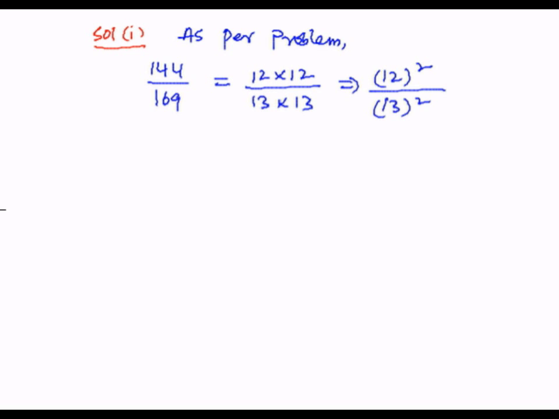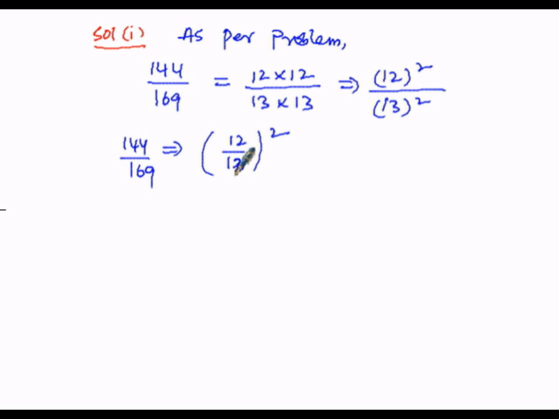Now this implies 144 by 169 can also be written as a square, since the square is applicable for both. The exponent is 2 for 12 and 13 as well. So I can write it as 12 by 13 whole to the power of 2. I have written the same exponent for both quantities, 12 and 13, so it can be expressed as 12 by 13 whole to the power of 2.